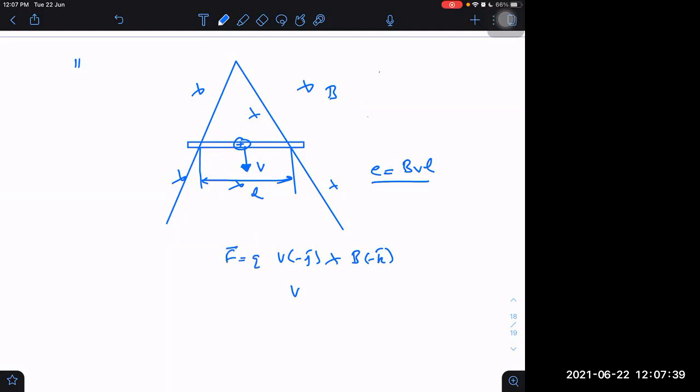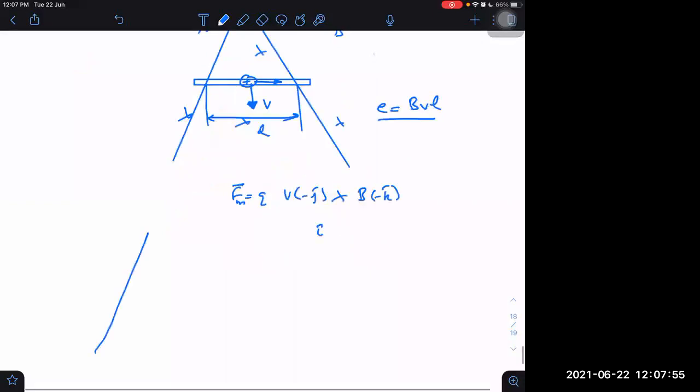Right side. j cross k will be i cap. I cap, sir. I cap, positive i cap. So the force will be on this side. If the force is on that side, then we can assume the effective equivalent circuit will become like this. What is the equivalent circuit diagram?